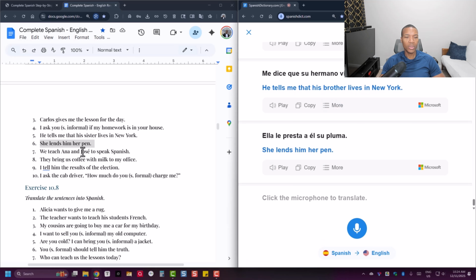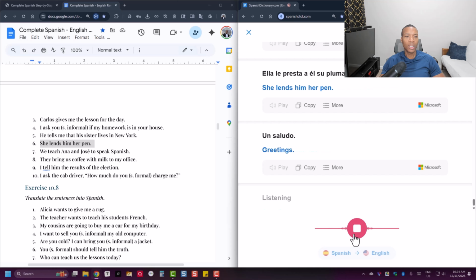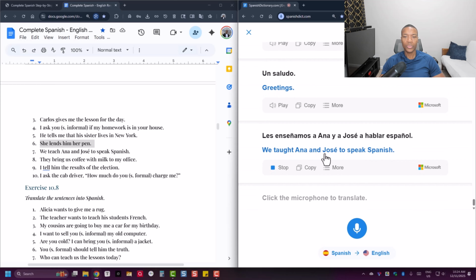We teach Anna and José to speak Spanish. Les enseñamos a Ana y a José a hablar español. We teach them. Enseñamos.